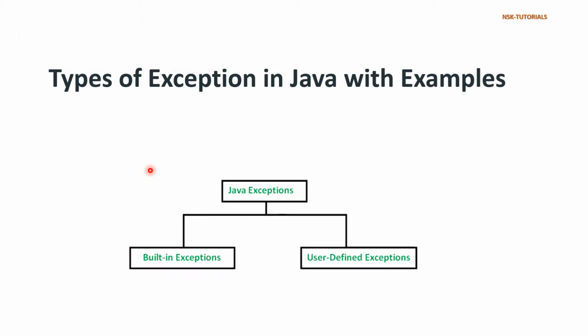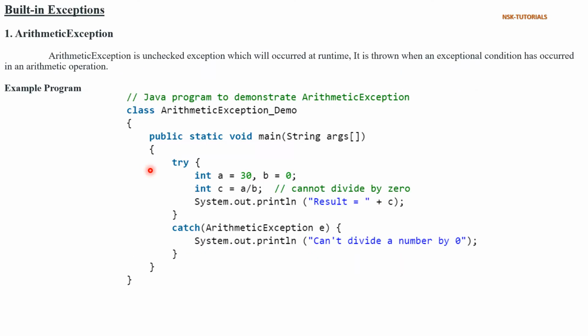Today we'll see the topic types of exception in Java with an example. In our previous sessions we have discussed the exception, error, what are the compile time exceptions and runtime exceptions. In today's topic we'll see the built-in exception and user-defined exception with an example. Let's go to the next. Built-in exception.